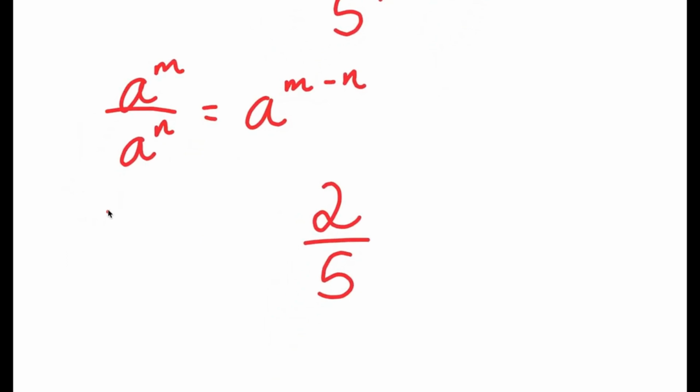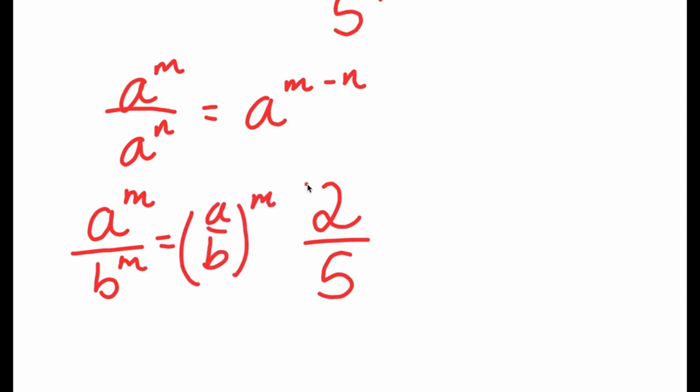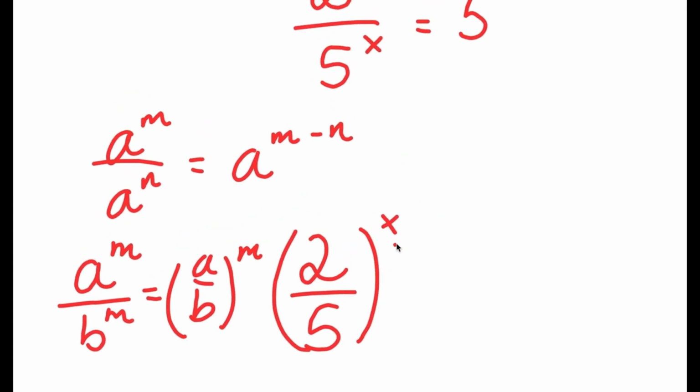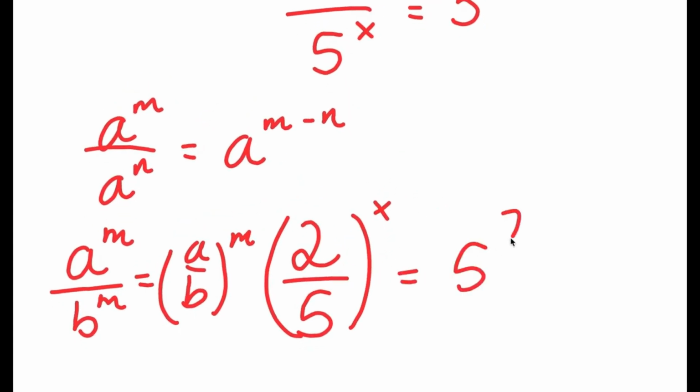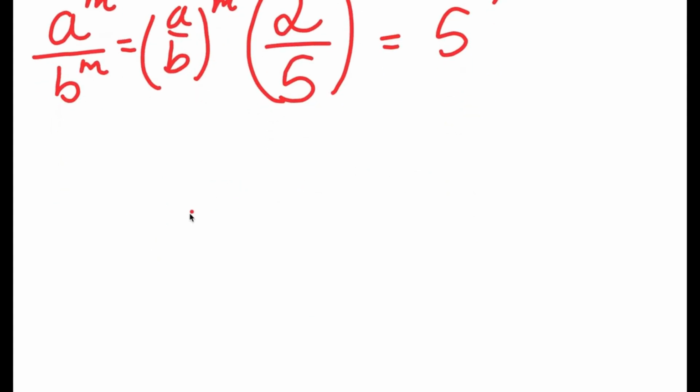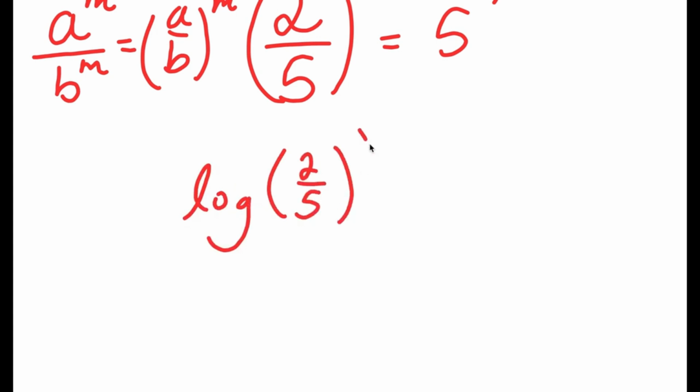And another property is that if I have something in the form a to the power of m over b to the power of m, this is equal to a over b to the power of m. So 2 over 5 to the power of x, and this is equal to 5 to the power of 7. Now from here, I'm going to take the log on both sides. So I get log of 2 over 5 to the power of x is equal to log of 5 to the power of 7.